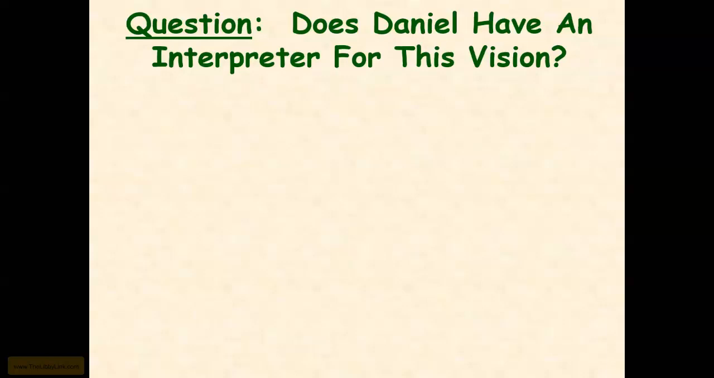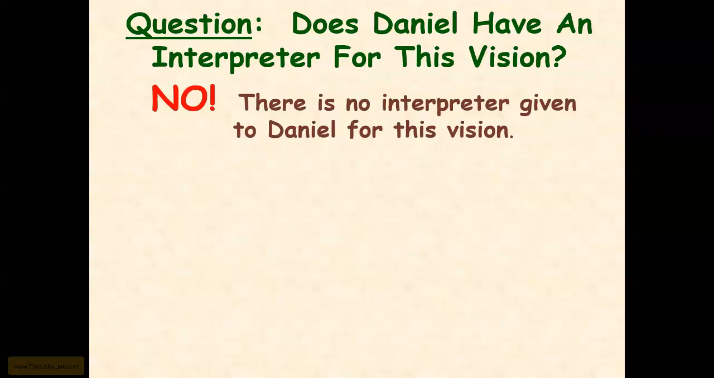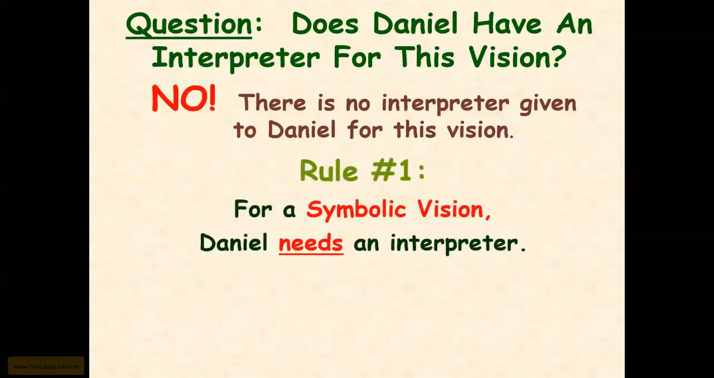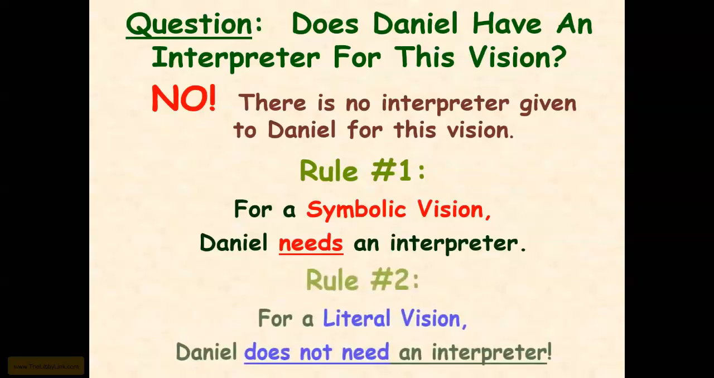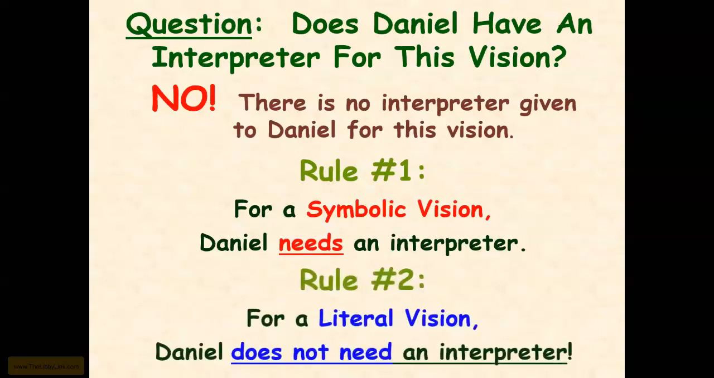Let's remember two rules. Rule number one, for a symbolic vision, Daniel needs an interpreter. Rule number two, for a literal vision, Daniel does not need an interpreter. In the next few slides, maybe we can figure out why, as Betty alluded to.